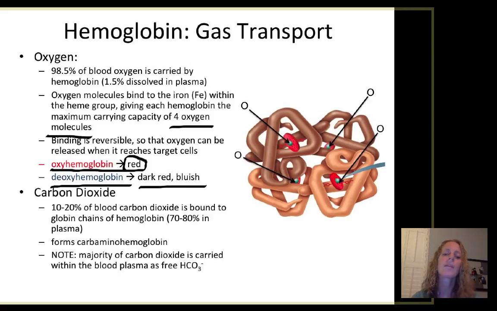This will become important later as we discuss the hemoglobin oxygen saturation curves. And we're going to do this during our discussion of respiratory physiology. But when carbon dioxide binds to hemoglobin, it forms carbaminohemoglobin. So one note here is that this is a small percentage of carbon dioxide binding. The majority of carbon dioxide is actually carried within the plasma as free bicarbonate. And that's more like 70 to 80% of the dissolved carbon dioxide.